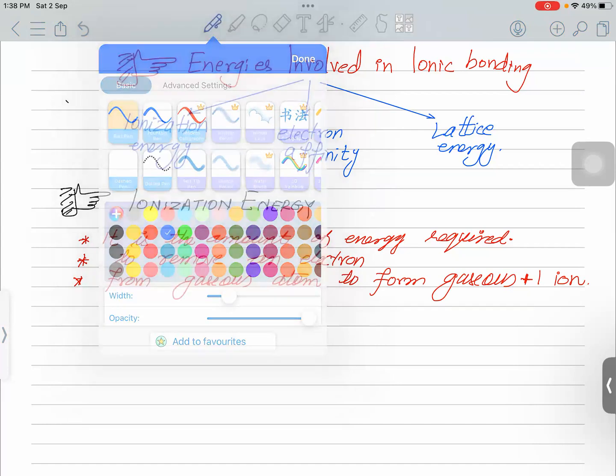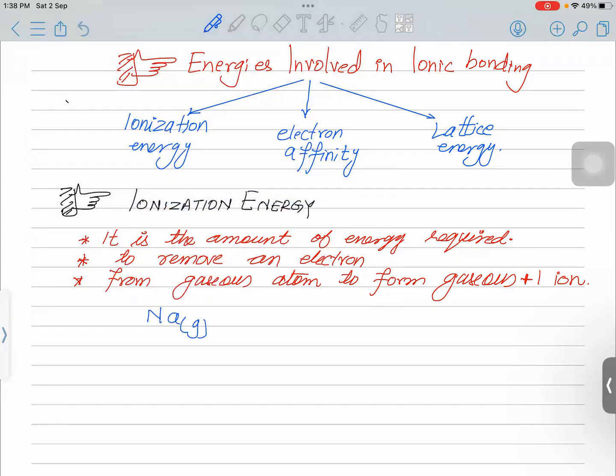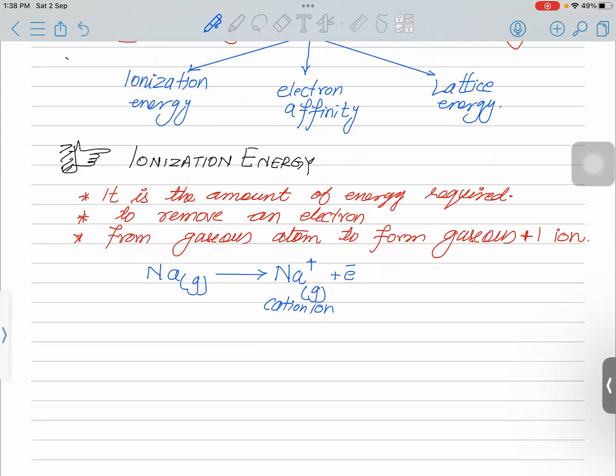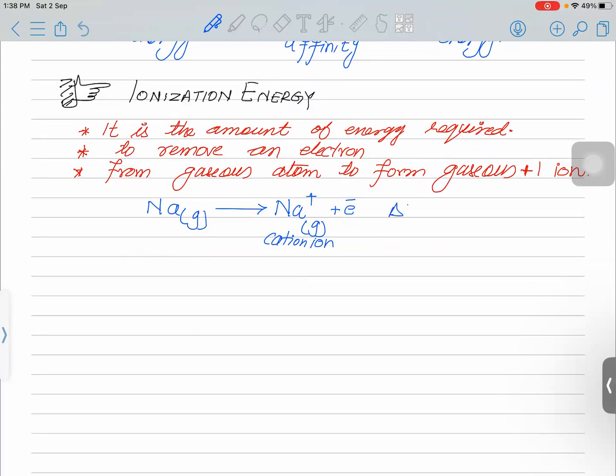Example, sodium gas. Now an electron is removed, a cation is formed. This is ionization energy. Delta H is positive. Second is calcium. Calcium gaseous, remove an electron, calcium plus gaseous. Then remove another electron. It becomes calcium 2+ plus e. All should be in gaseous state.